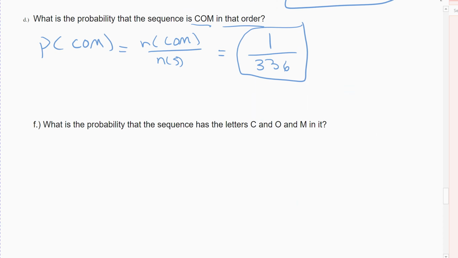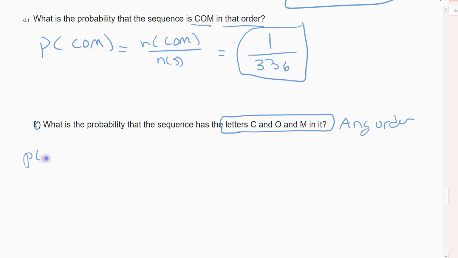Right, so the last one for this particular problem, I don't know why that's F instead of E. What's the probability the sequence contains the letters C, O, and M, and it didn't say in any order, so that means I can have any order, not just the one above. That's the difference between this one and the previous problem. I just want the letters C, O, and M. It didn't tell me what order they're in. They can be in any order, so C could be first, second, or third, O could be first, second, or third, and M could be first, second, or third.